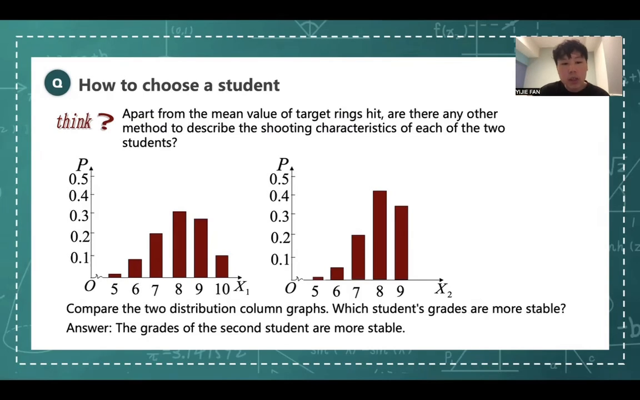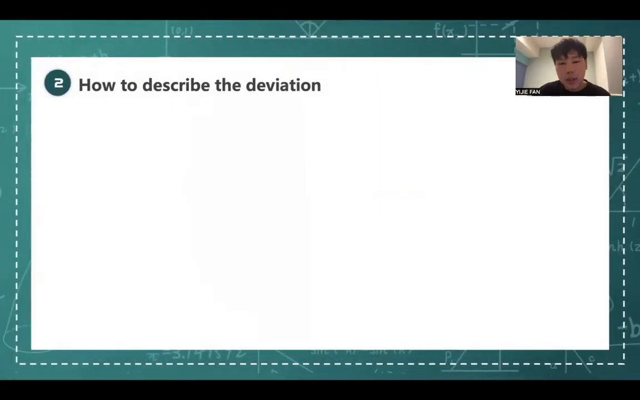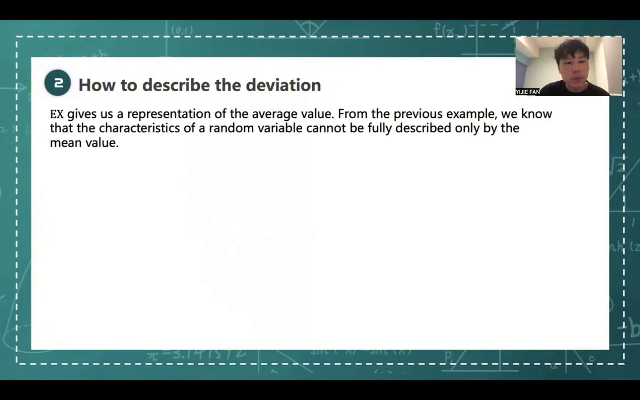random variables. But what is stable? It can be described as the deviation of the data from the mean value. So in this class we need to research how to describe the deviation.